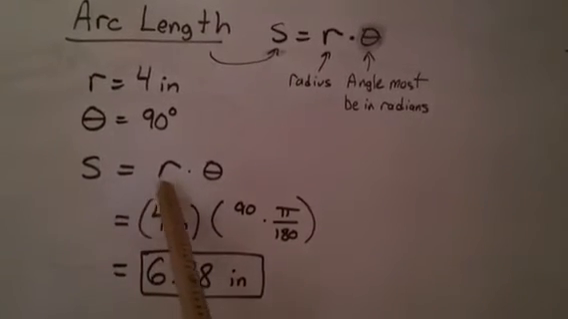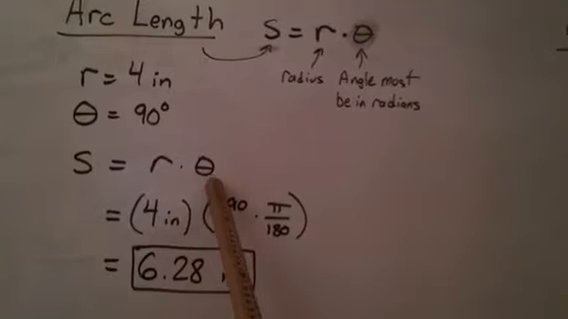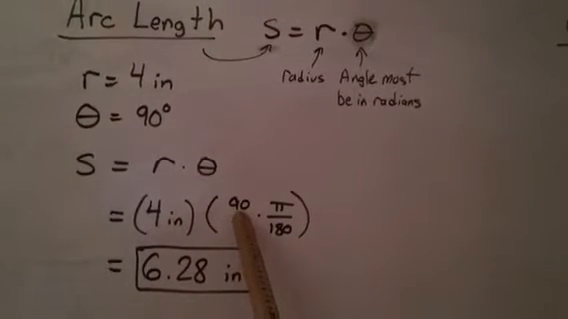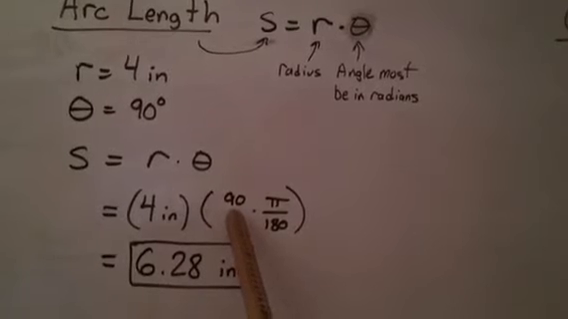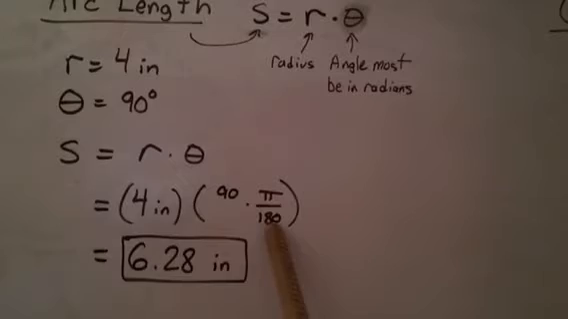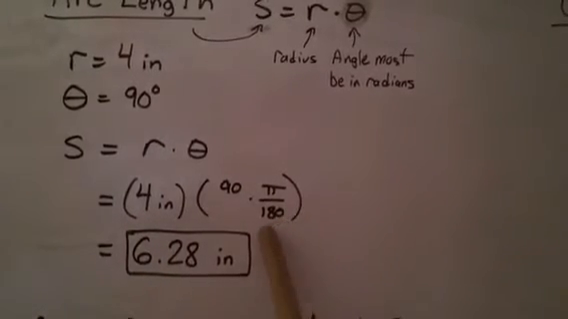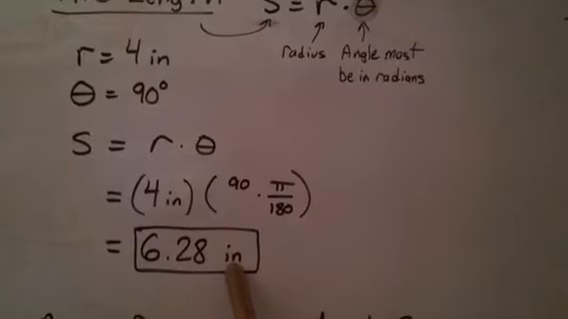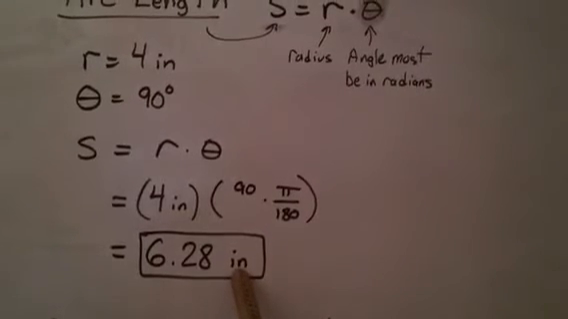The arc length is the radius times the angle. The radius is 4 inches. The angle is 90 degrees. Convert it to radians by multiplying by pi over 180 and performing the calculation. We get 6.28 inches. Do not forget units.